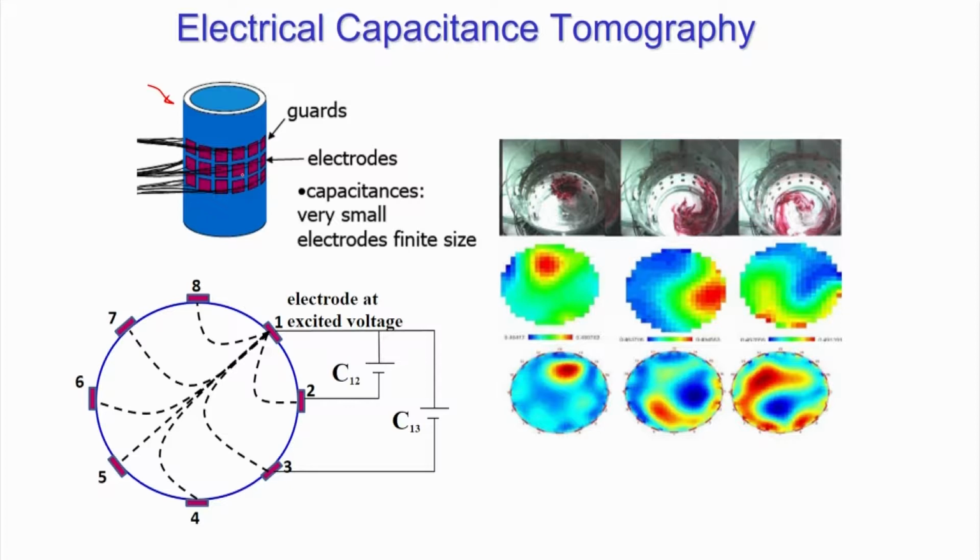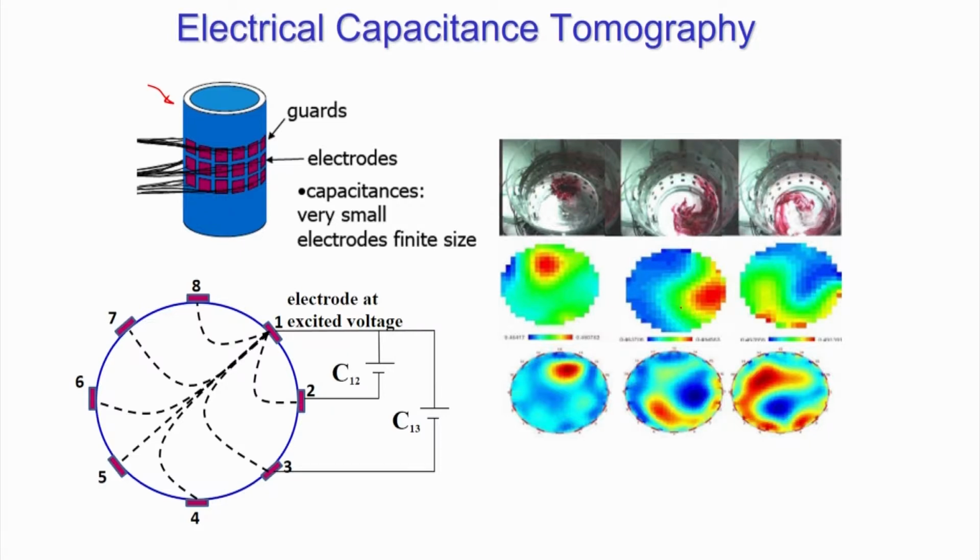Some electrodes supply the current and other electrodes receive it, and based on that, how much current will pass or how much voltage will be there will depend on the capacitance between these two electrodes. And the capacitance between these two electrodes will be a function of the phase which is present inside. So, that is the basic principle we use in electrical capacitance tomography.